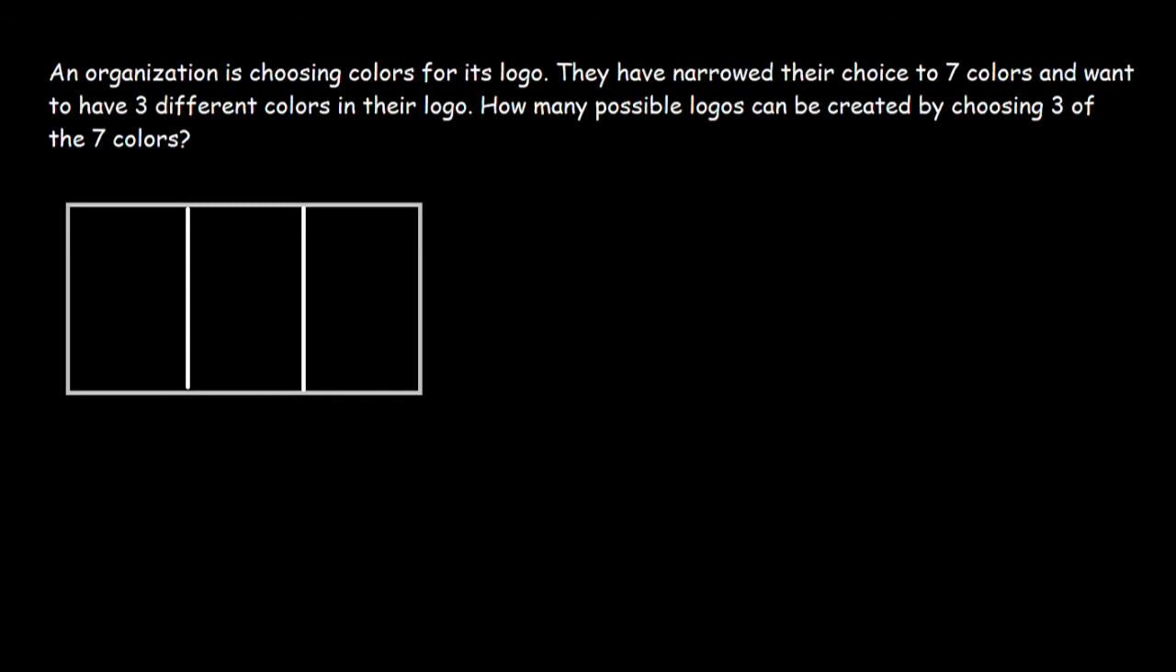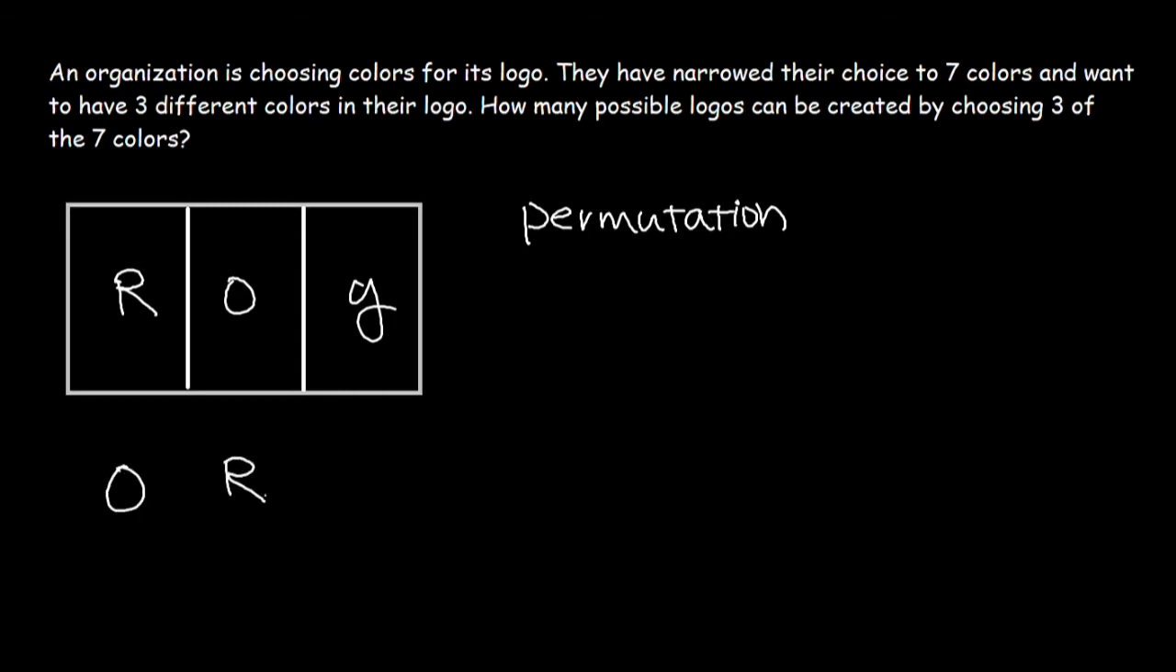And when you say permutation, permutation is an arrangement in which order matters, meaning that, for example, if you put red here, orange here, and yellow here, that's not going to be the same logo if you put orange here, red here, and yellow here, right? You're using the same three colors, however, the order is different, and that gives you a different logo. So you're going to be using permutation for this question because in this question, the order of the colors does matter.